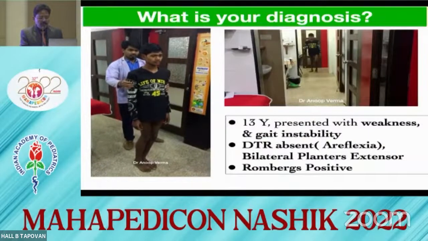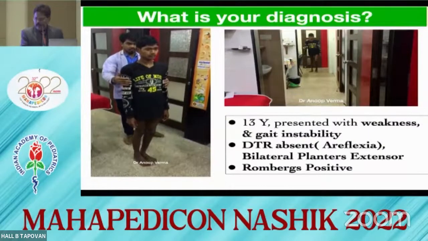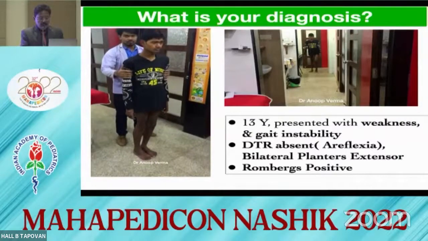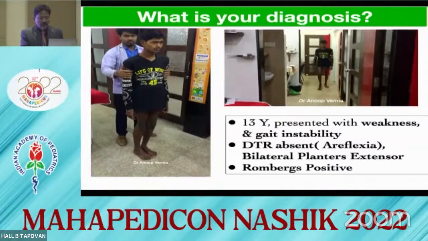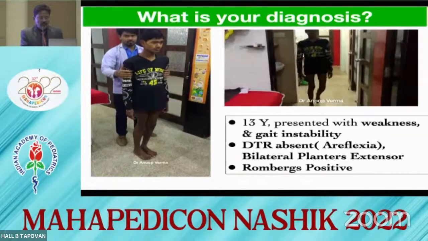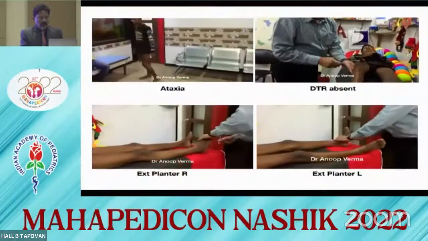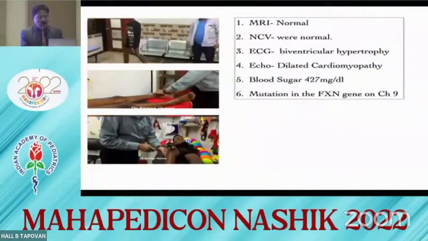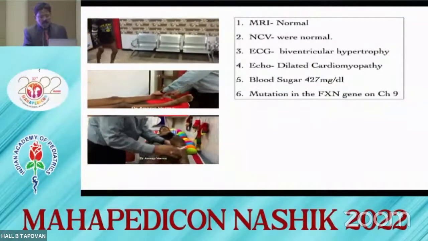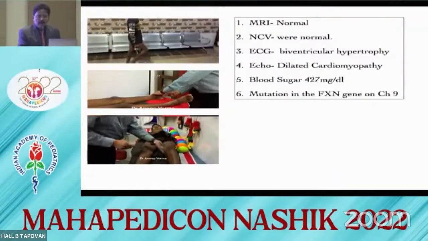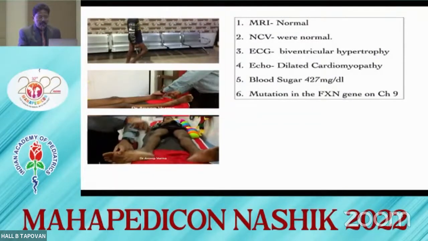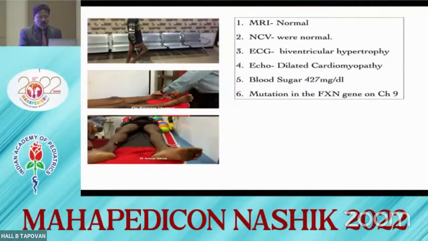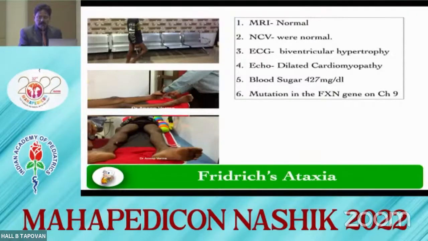Another patient having weakness and gait instability. You can see the DTR, there was areflexia, Romberg sign positive, and see the ataxia. He is swaying to the right side. You can see the deep tendon jerks were absent, but the plantars were extensor. The MRI was normal, NCV normal, echo was revealing dilated cardiomyopathy. Blood sugar was quite high, and there was a mutation of the FXN gene on the chromosome. This is a case of Friedreich's ataxia.